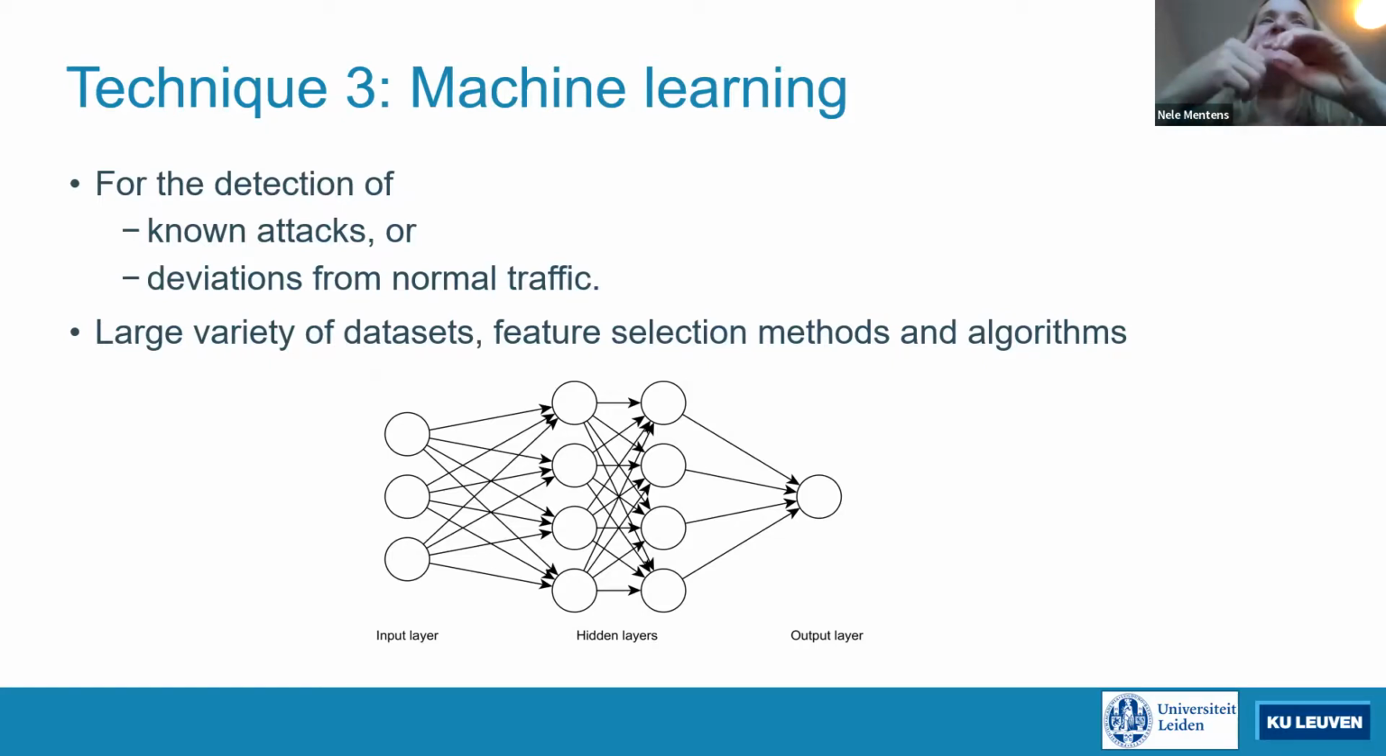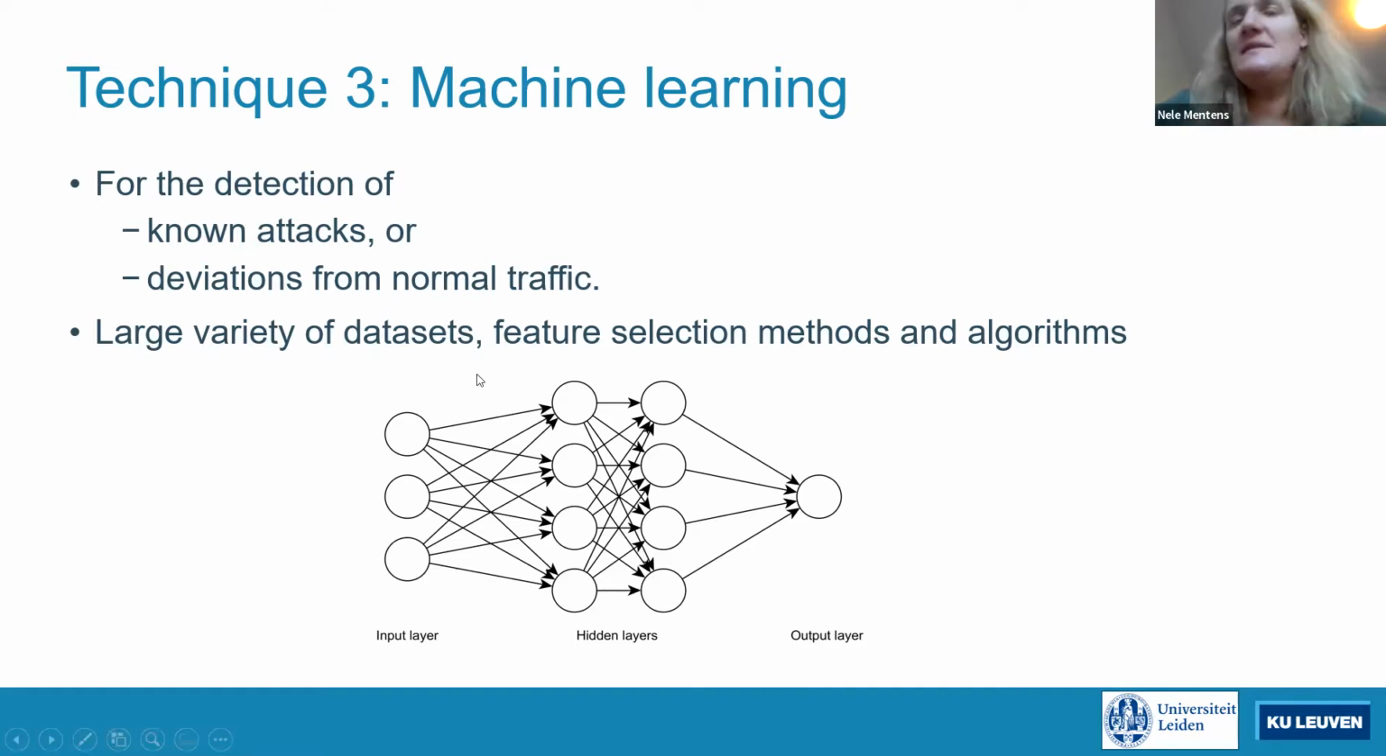So to summarize a bit, pattern matching was to detect rule violations against fixed rules. Flow measurement is used mainly for DDoS attacks, to check if a certain flow is sending above the intended limits. And the third technique, machine learning, can be used for the detection of known attacks, just like pattern matching, but also for detecting deviations from normal traffic, like anomaly detection.